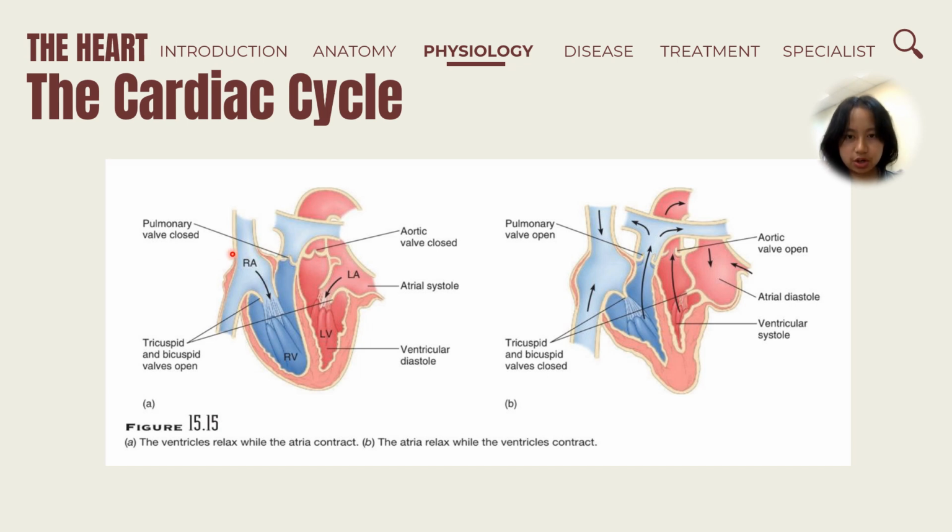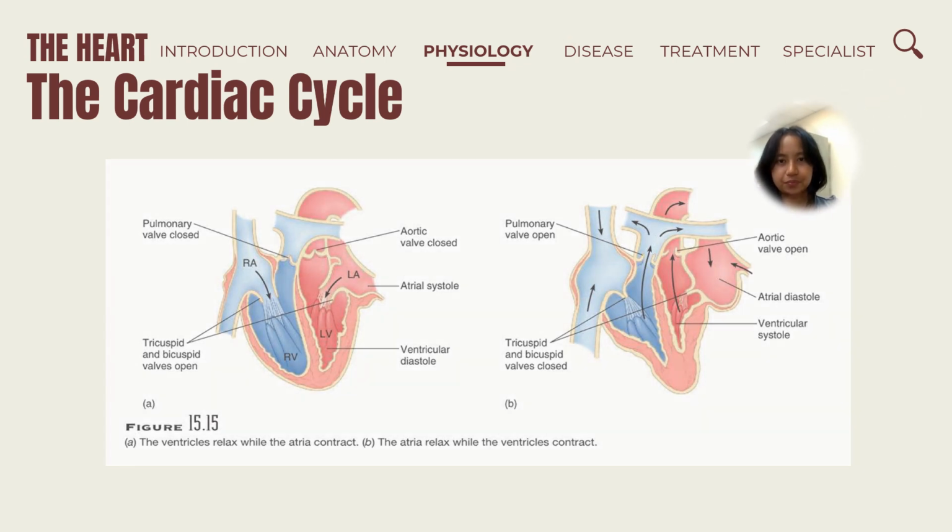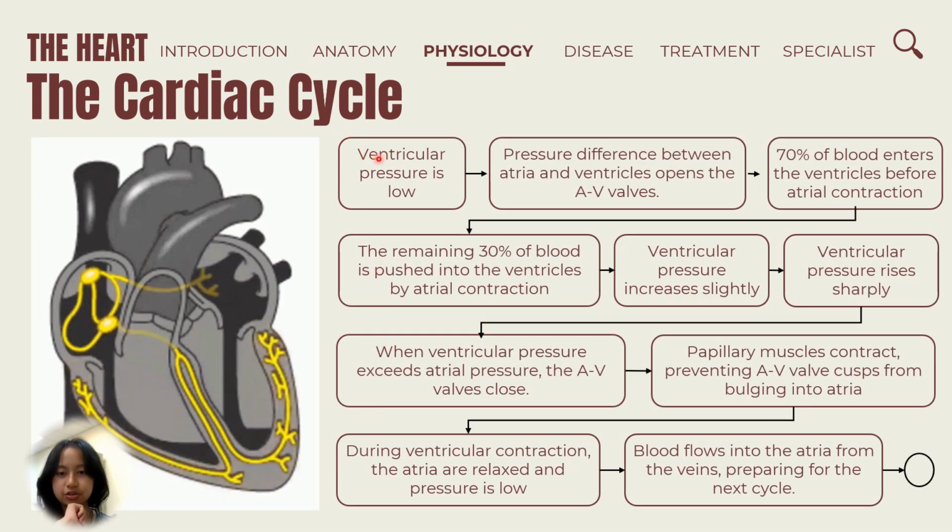When the atria contract, the ventricles relax. When the ventricles contract, the atria are relaxed. And then there is a period of time when the atria and the ventricles both relax for a brief interval. The cardiac cycle begins when the ventricular pressure is low, so the pressure difference between the atria and the ventricles opens the AV valves. 70% of the blood enters the ventricles before atrial contraction. The remaining 30% of the blood is pushed into the ventricles by atrial contraction. And then the ventricular pressure increases slightly.